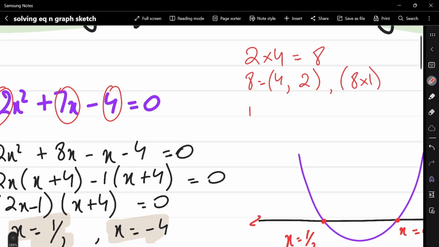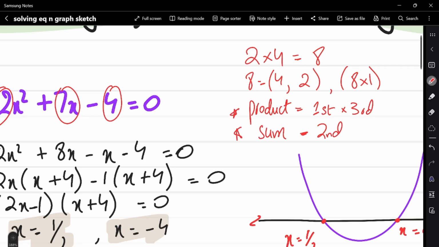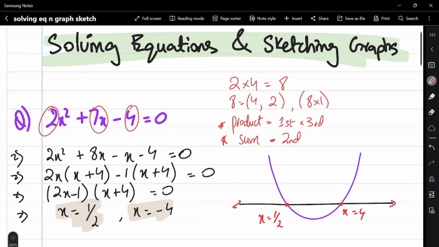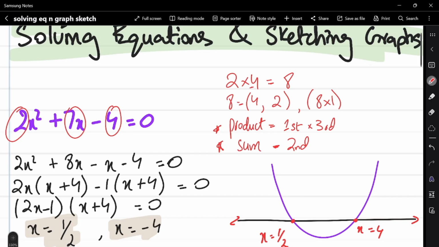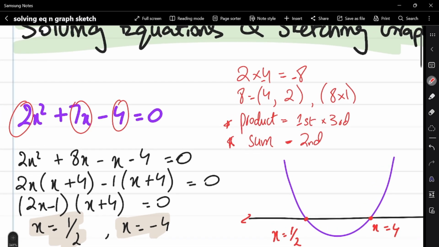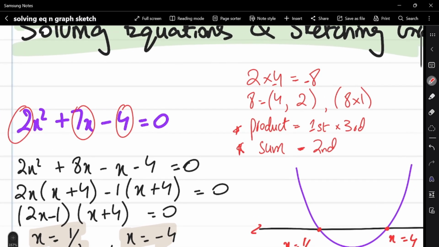Alright, so the product is equal to the first and third, and the sum is going to be equal to the second term. So these are some key points when doing the middle term break. In this case we have 2 and minus 4 which gives us minus 8, and for the sum we have 7. So we get 7 when we subtract 1 from 8.